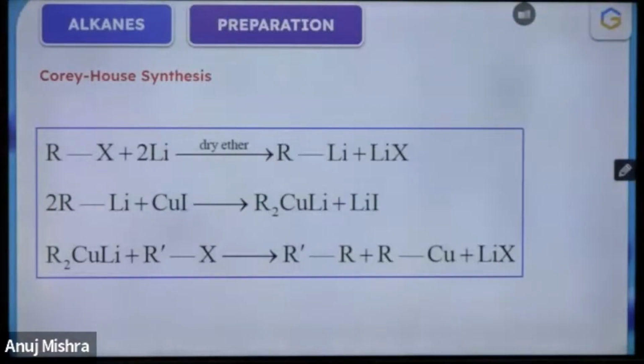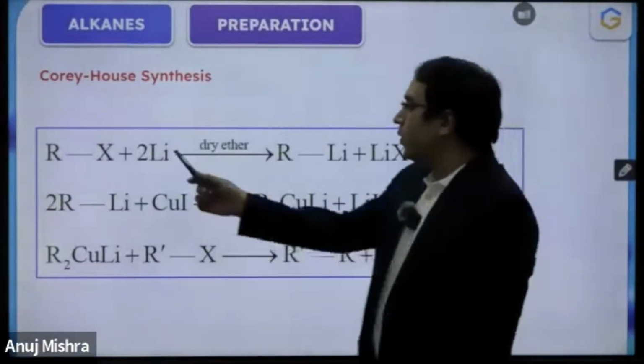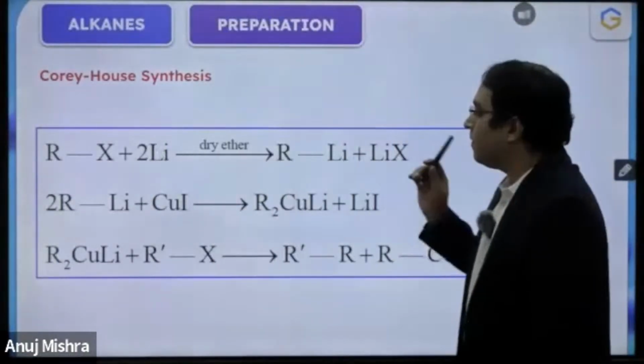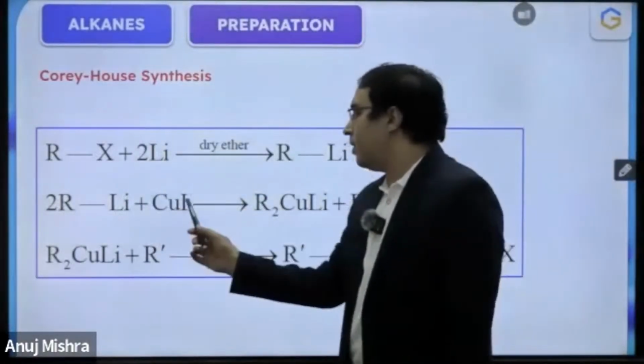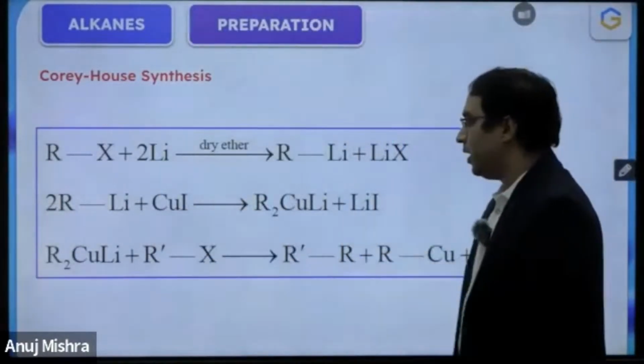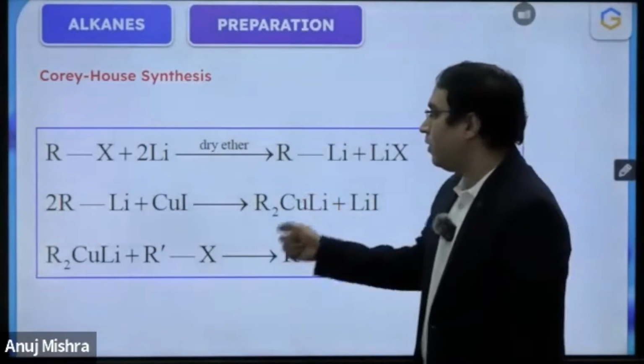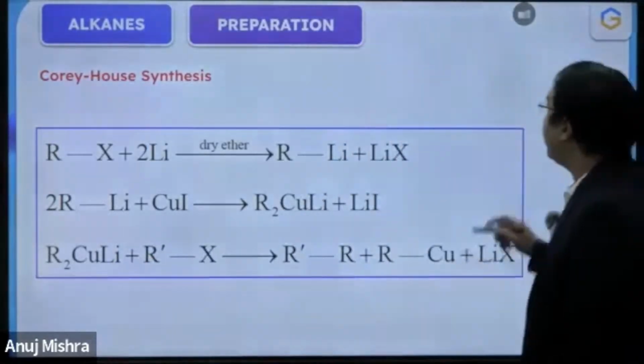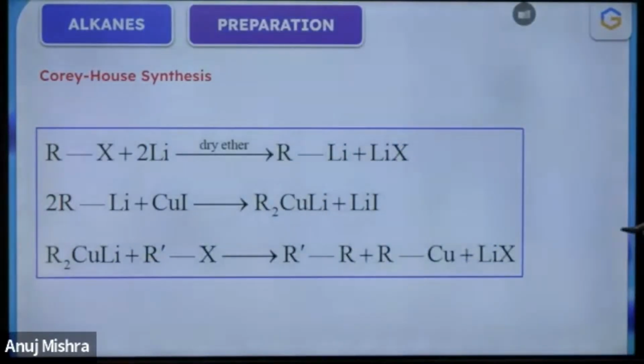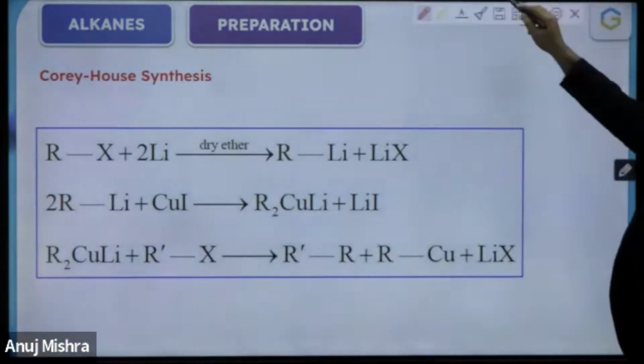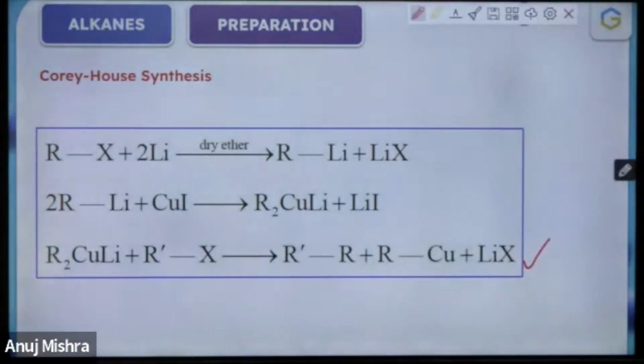So RX with 2 units of Li in dry ether forms RLi, and RLi, 2 units, with copper iodide forms R2CuLi. This is the requirement for further reaction. So the third part we have done. Look at the third reaction. That's what we have done. Yes or no? You have just done this with me.